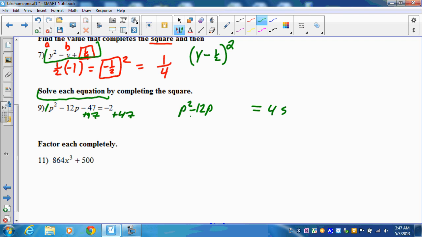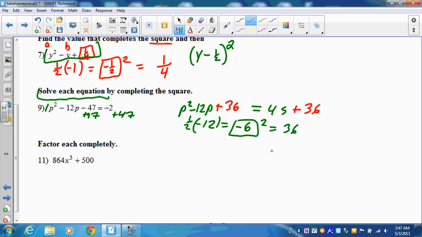Alright, so we're going to do the same thing. We're going to take half of a negative 12, and that equals negative 6. And then we're going to square that, which gives us 36. So basically we're going to add 36 to the left side, and we're going to add 36 to the right side, and that right side looks like it's going to give us 81. And now the left side can be rebuilt by using half of that b term. So we have p minus 6 squared.